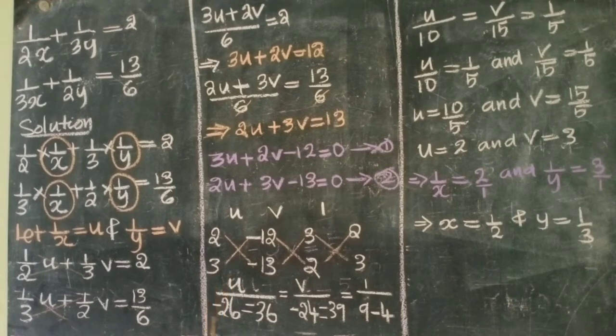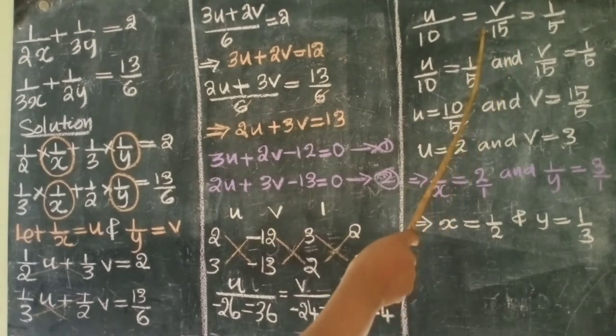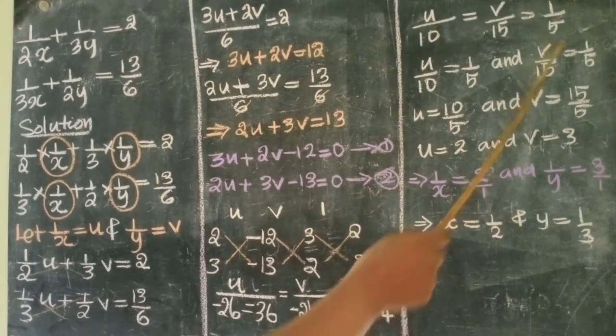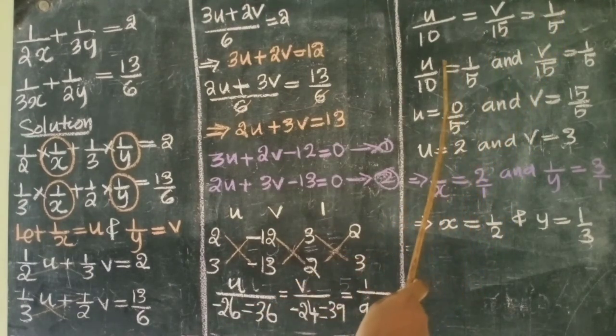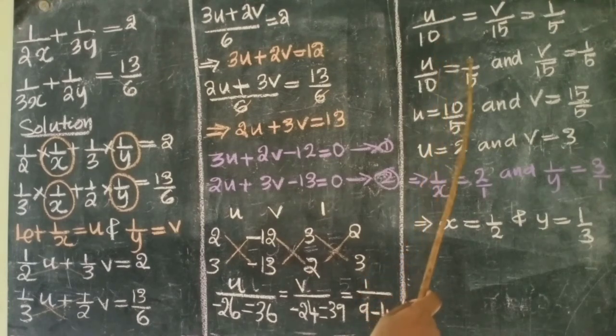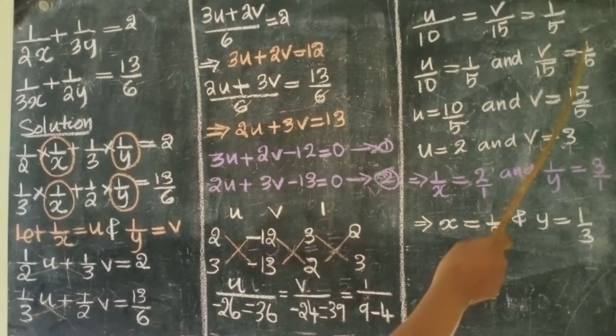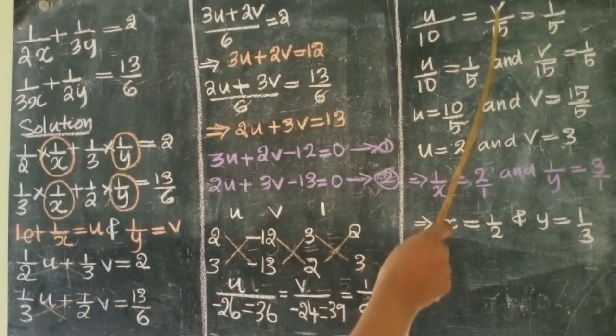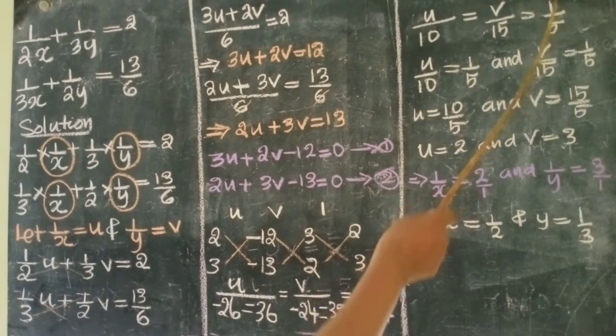So u divided by minus 26 plus 36, it is equal to 10. v divided by minus 24 plus 39, it is equal to 15. 1 divided by 9 minus 4, it is equal to 5. That is, u by 10 equal to 1 by 5 and v by 15 equal to 1 by 5. That is, first one equal to third one and second one equal to third one.